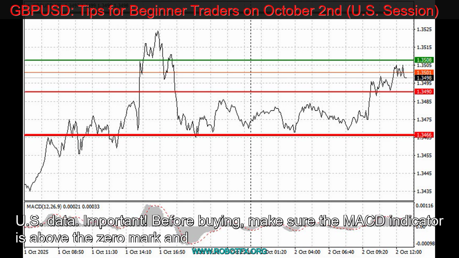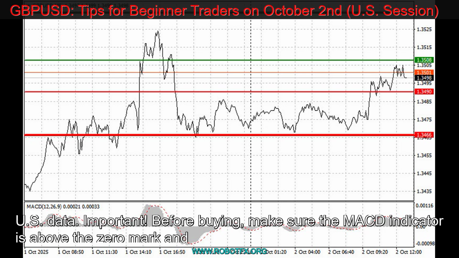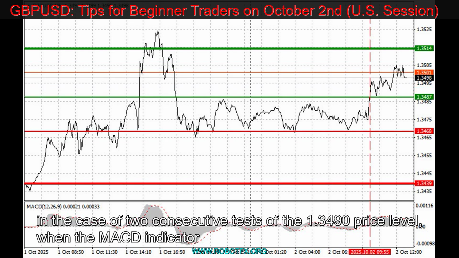Scenario 2: I also plan to buy the pound today in the case of 2 consecutive tests of the 1.3490 price level when the MACD indicator is in the oversold area. This will limit the pair's downward potential and trigger a reversal upward. Growth can then be expected toward 1.3508 and 1.3534.